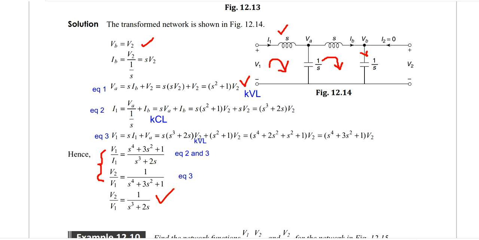And there is one mistake, you note it down. It is not V1, sorry, it is I1. So it is a ratio of V2 by I1.